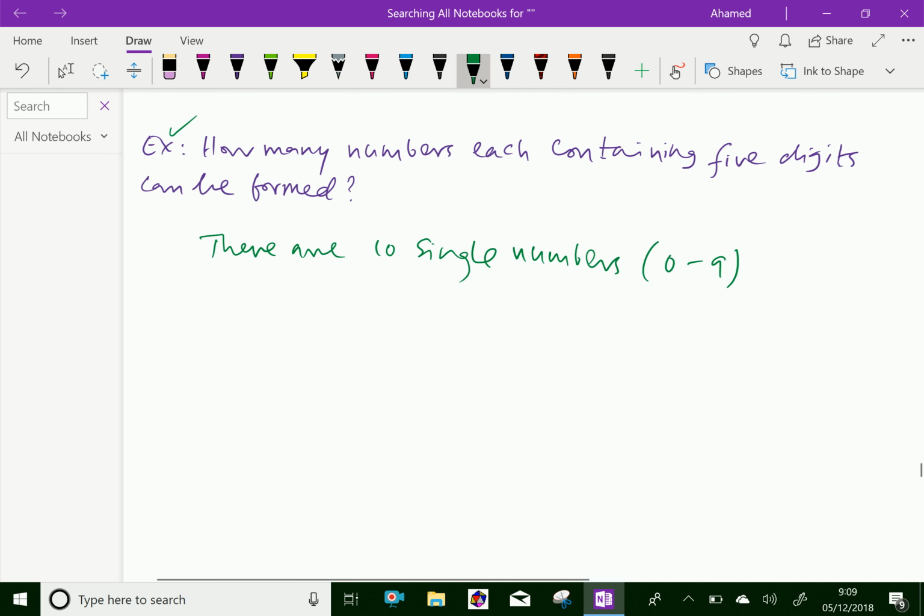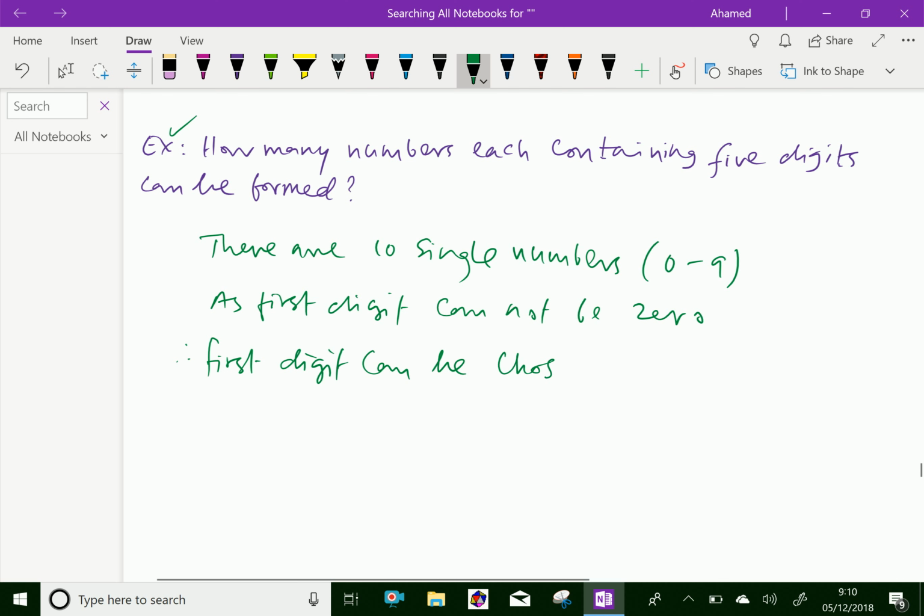As the first digit cannot be 0, because in any number the first digit cannot be 0, it can be chosen in 9 ways. Therefore, the first digit can be chosen in 9 ways, since 0 is not included in the first digit.